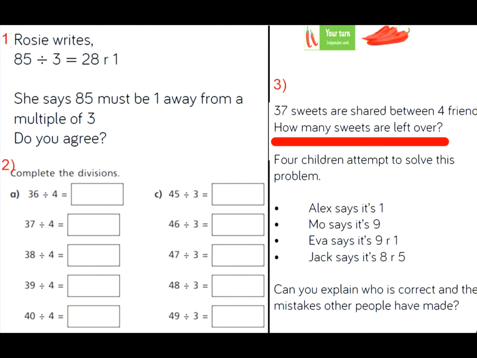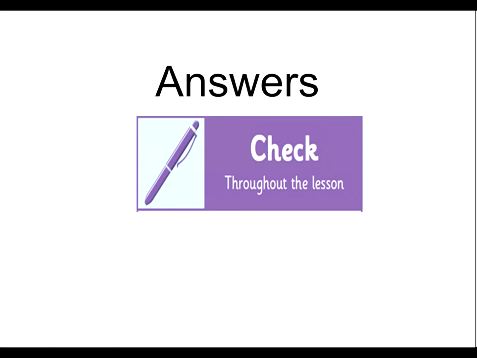If you have chosen Chili 3 for today's lesson, here is your activity. You have 3 separate questions. On number 3, I have underlined a question. It says how many sweets are left over. So you're looking at the remainders for that question. Pause the video now and have a go at that. Let's check through your answers. You can pause the video now to go and grab a different colour pen or pencil to mark your answers.